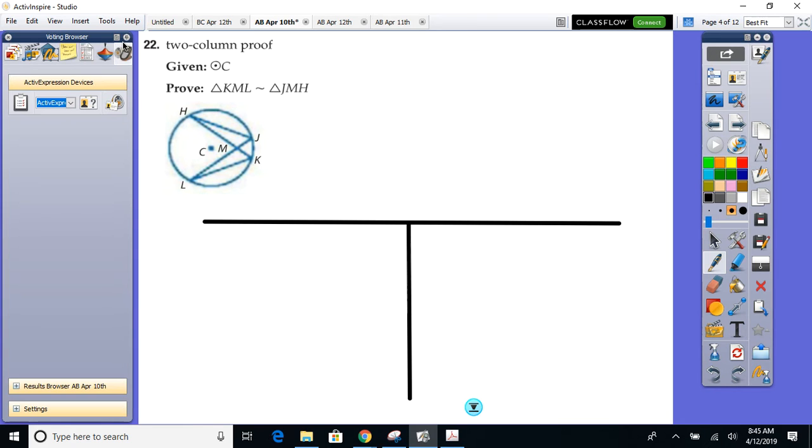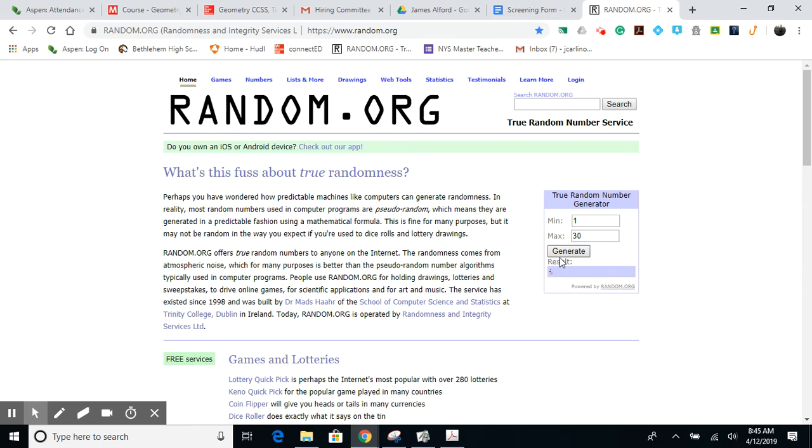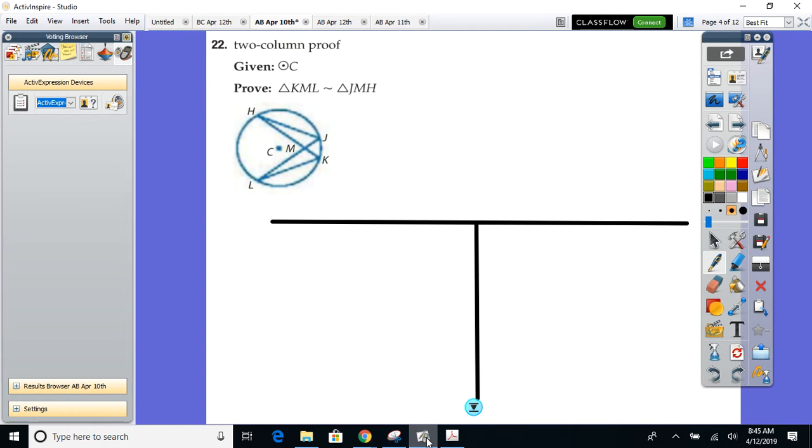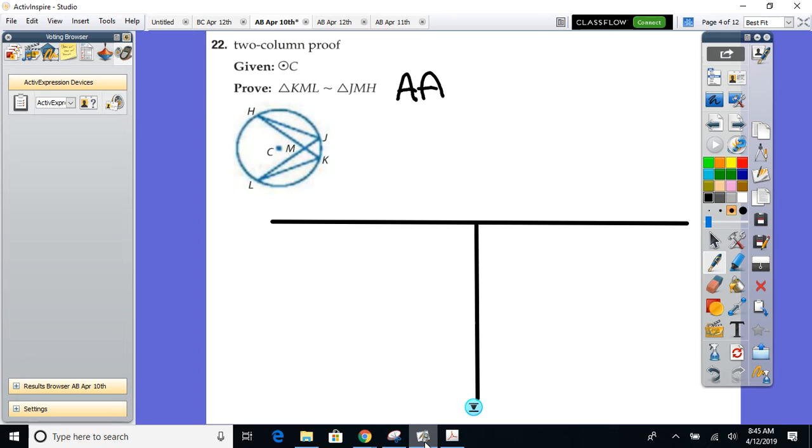I got 22 here, a little proof I threw at you out of nowhere. You're not proving them congruent, you're proving them similar. What's the main way to prove triangles similar in a statements and reasons proof? 21, what's my main way? Angle, angle. Name a pair of angles that you had congruent in that diagram.